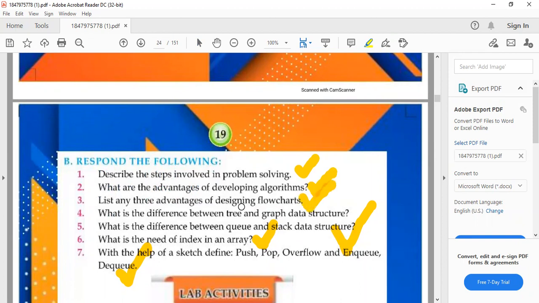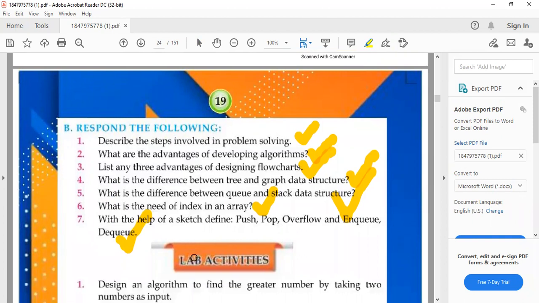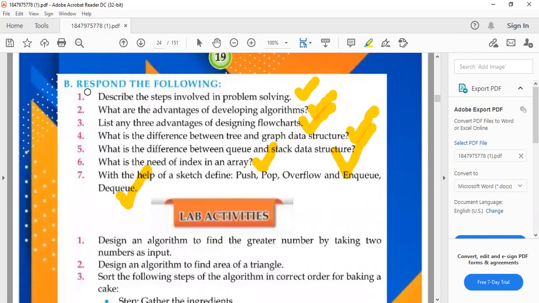Now list any 3 advantages of designing flow charts. Complete the full questions. What is the difference between the tree and the graph data structure we covered today? What is the difference between queue and the stack data structure? What is the need of an index in an array? With the help of a sketch, define push, pop, overflow in NEQ and DQ. So you have to cover the whole questions.